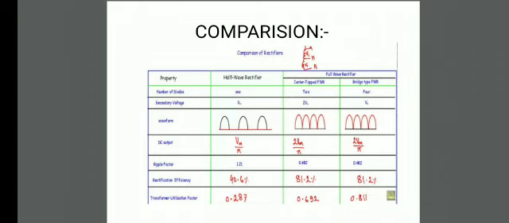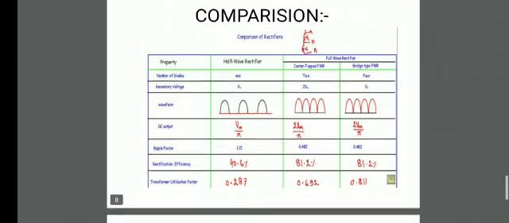Now we will have a look at the comparison between these 3 rectifiers. The table has the titles: property, half wave rectifier, and 2 subtypes of full wave rectifier, that is center tap full wave rectifier and bridge type rectifier. The parameters we are going to see, I will read in column 1: number of diodes used in these 3 rectifiers, secondary voltage of the transformer, then waveforms seen at the output of the load resistor, then DC output of the different rectifiers, then ripple factor values, then rectification efficiency and transformer utilization.